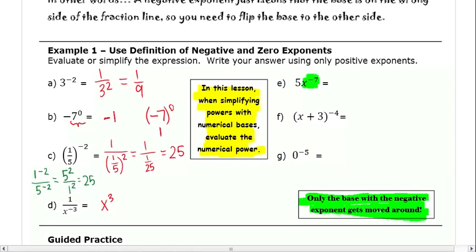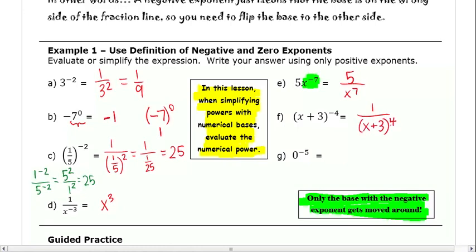Okay, so we're going to create a fraction. This negative exponent moves it to the denominator, and that 5 is going to stay up top. Letter F, this whole thing has a negative 4, so I'm going to take it and rewrite it in the denominator of the fraction with a positive 4.